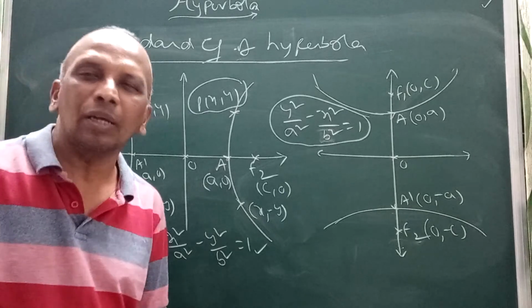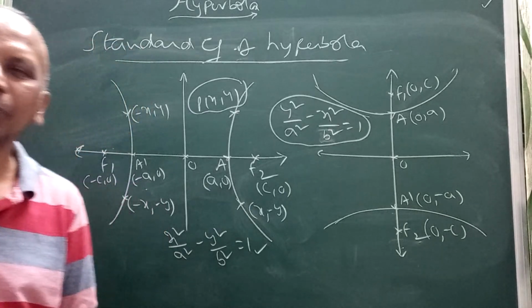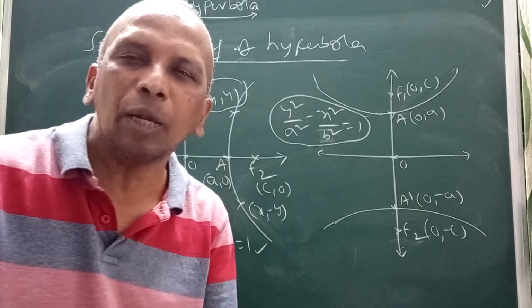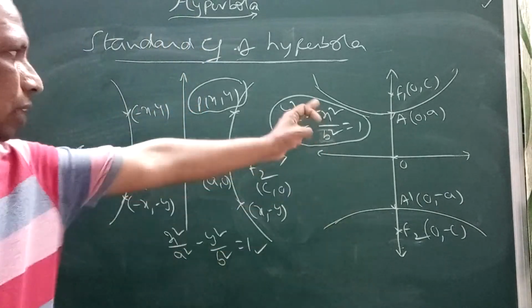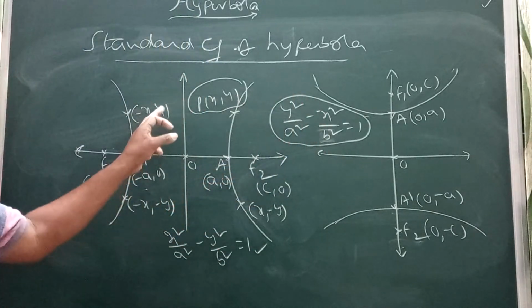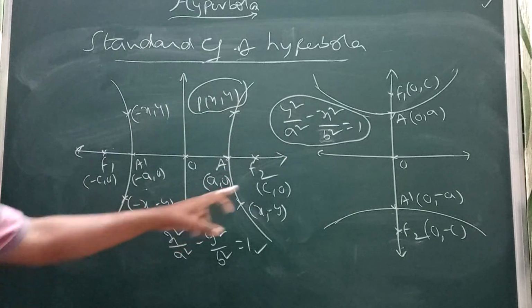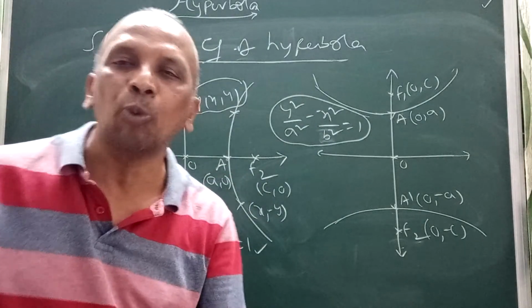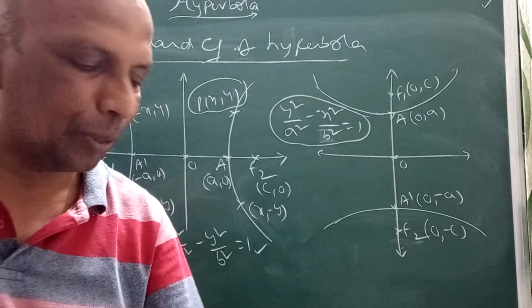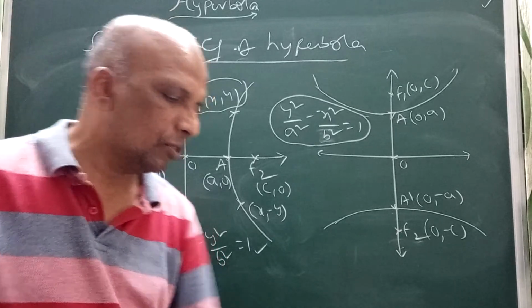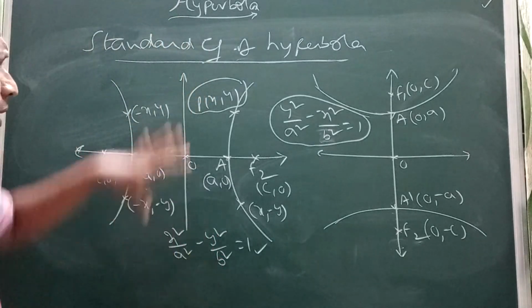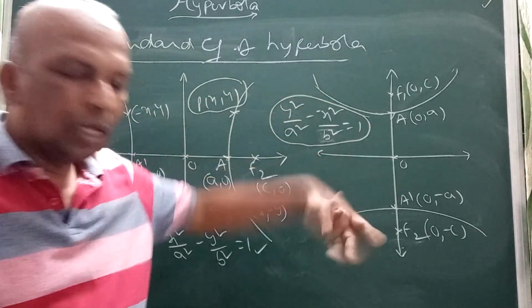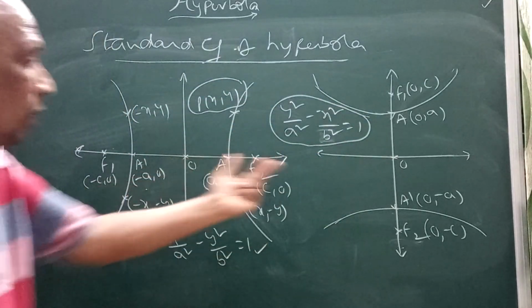Since it is symmetric with respect to both the axes, if you know one point, the other 3 points I can simply find. (x, y) is a point, (-x, y), (-x, -y), (x, -y) are also points on the hyperbola. That we can find. Now, as I told you here, depending on the coefficient of x square, y square, you can define this.